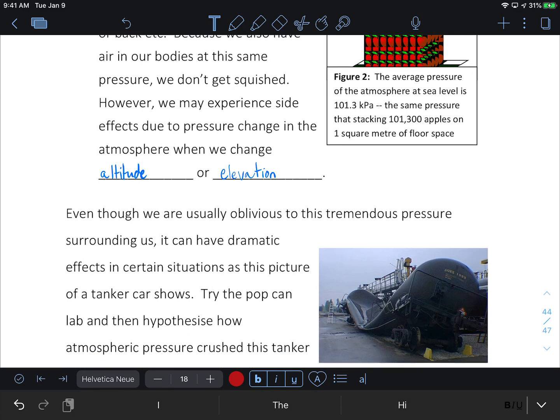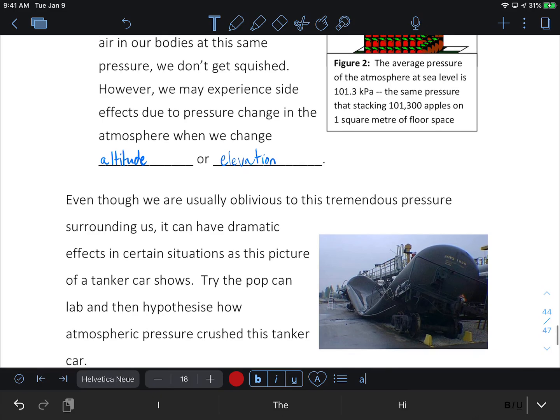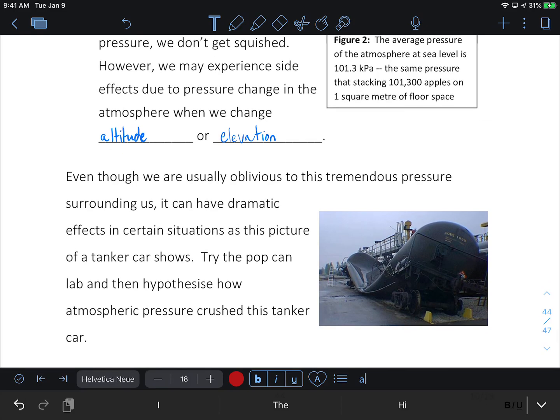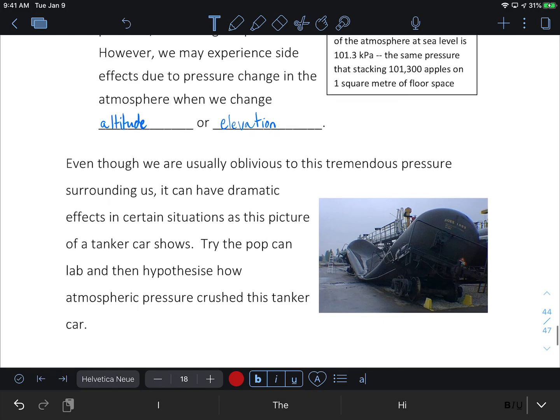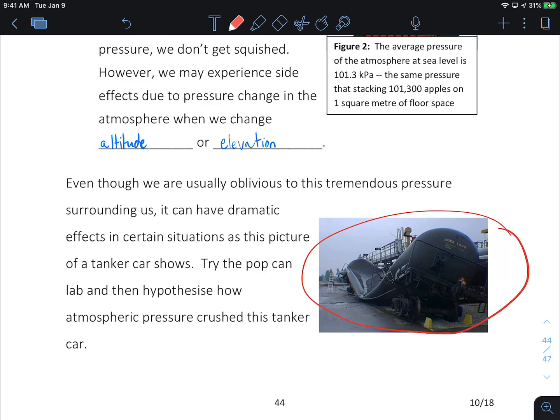Even though we are usually oblivious to this tremendous pressure surrounding us, it can have dramatic effects in certain situations. If you can change the situation such that the pressure on the inside of an object is removed, like making a vacuum, then the pressure that is always pushing on us, if suddenly there's no equal and opposite force on the inside of the object, can collapse it. And so here's an example where a tanker car has been collapsed by the outside pressure. So air pressure was pushing in on this tanker, and meanwhile there was no air pressure to push out.